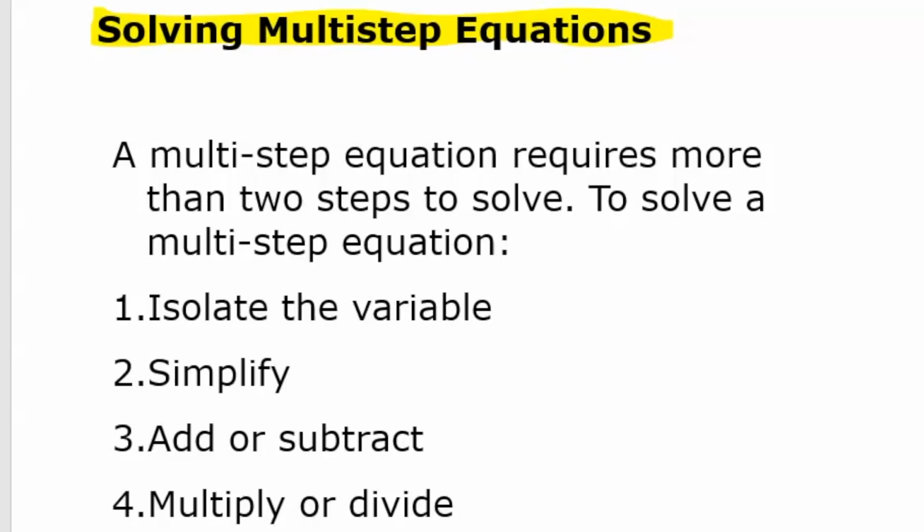Now, when we're solving, our goal is still the same. Our goal is still to isolate that variable, to get the variable all by itself. But we have a new step we've added in, and that new step is simplify. That means when we're looking at our equation, we're going to be looking at each side, and there might be like terms that we need to combine. There might be distributive property that we need to take care of. There might even be fractions that we have to simplify.